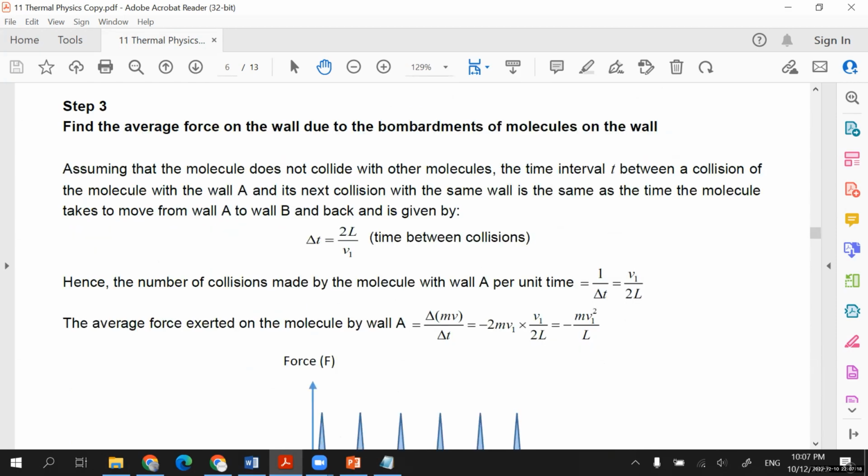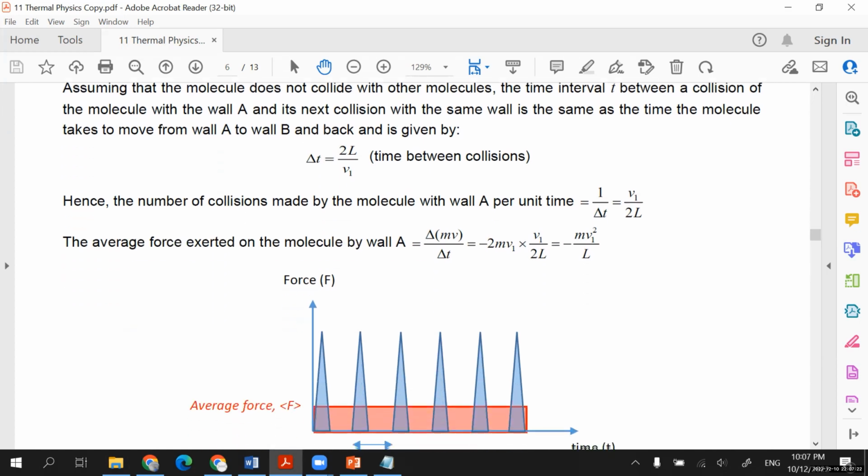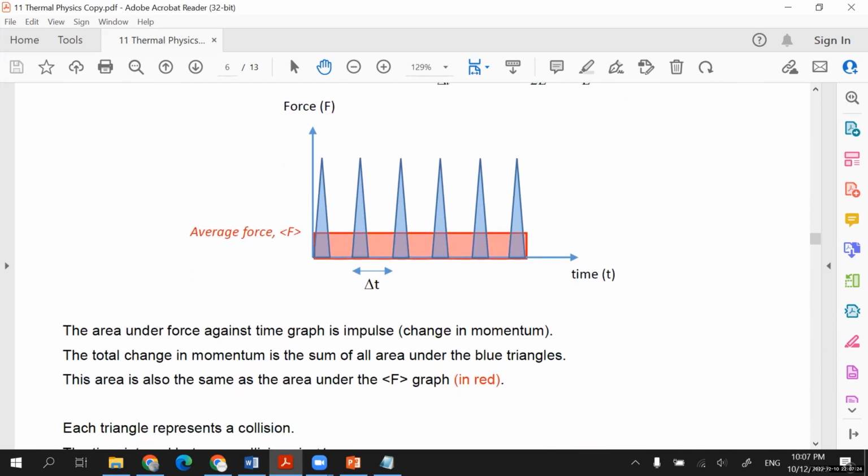Okay, step 3. Now, the important thing about step 3 is to find the average force. So let's take a look. The area under the force against time graph is the impulse or change in momentum. The total change in momentum is the sum of all area under the blue triangles. This area is also the same as the area under the average force times time graph. Okay, that is the area in red.